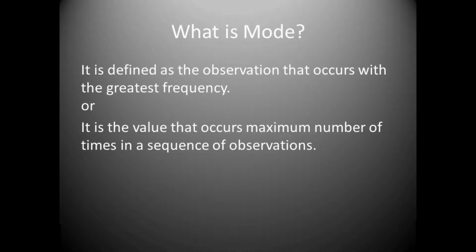It is defined as the observation that occurs with greatest frequency. In other terms, it can be defined as the value that occurs maximum number of times in a sequence of observations. Keep in mind, if we have data in which no observation is repeated more than once, then there will be no mode of that data.